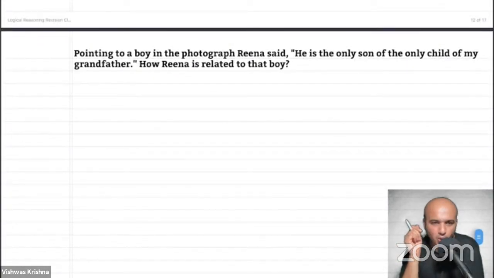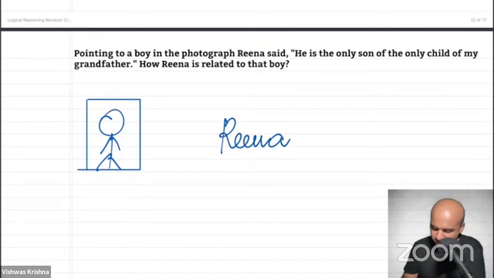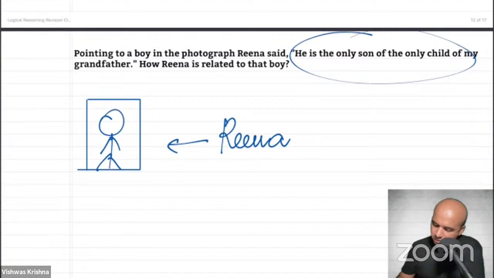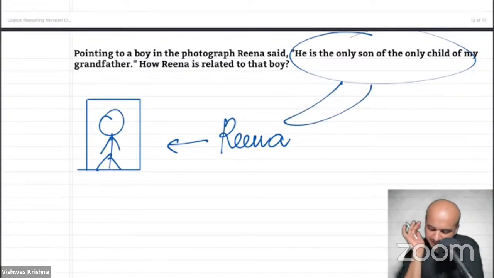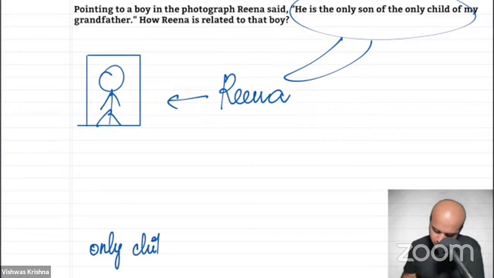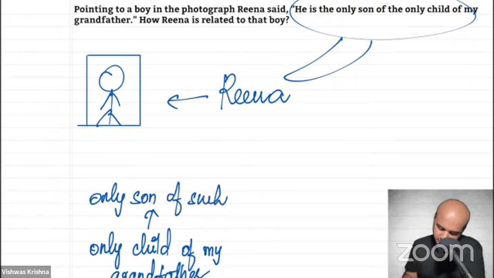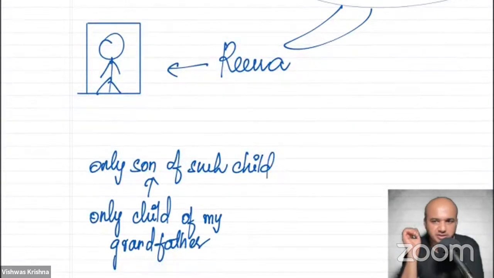So now in this case, they say pointing to a boy in the photograph. Once again, we have a photograph. So there is a boy inside this photograph, and who is pointing? Reena is pointing towards this particular photograph, and she is saying he is the only son of the only child of my grandfather. Okay, let me break down the relationship once again. Only child of my grandfather. That is one relationship. Then only son of such child. That is another relationship. That's it. It's actually very easy.